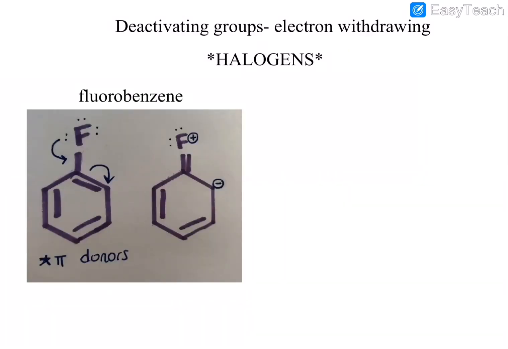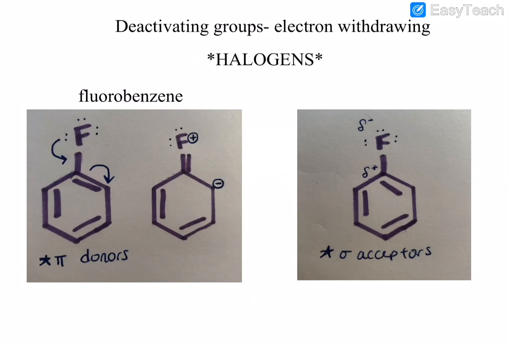This may confuse you because if we look at fluorobenzene, for example, you can see that a lone pair from the fluorine atom can contribute to the benzene ring, making it a pi donor. But this is outweighed by the fact that fluorine is also a sigma acceptor and is much more electronegative than the carbon atom adjacent that is connected to the benzene ring, which causes the electron density to be pulled towards the fluorine atom. A simple rule to remember is that all halogens are deactivating.